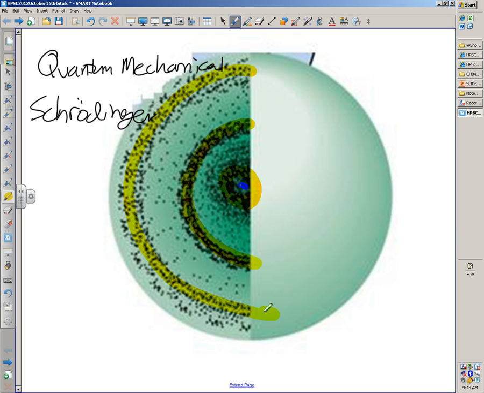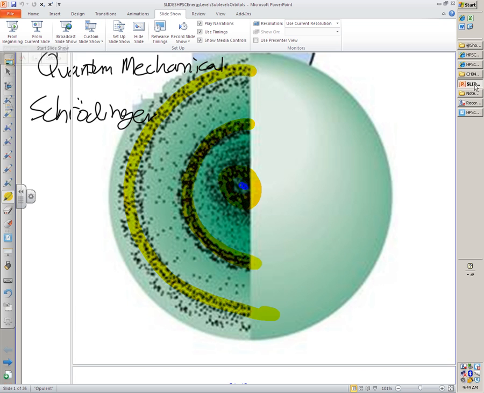Also keep in mind, this picture is representative of a three-dimensional shape. These circles aren't really circles. They're more like spheres, but I can't draw them like spheres because I only have a two-dimensional board. So keep that in mind as we move forward here. Okay? Are we good with that?